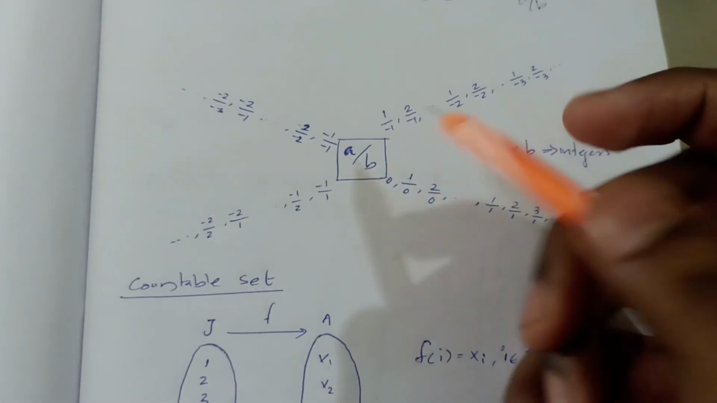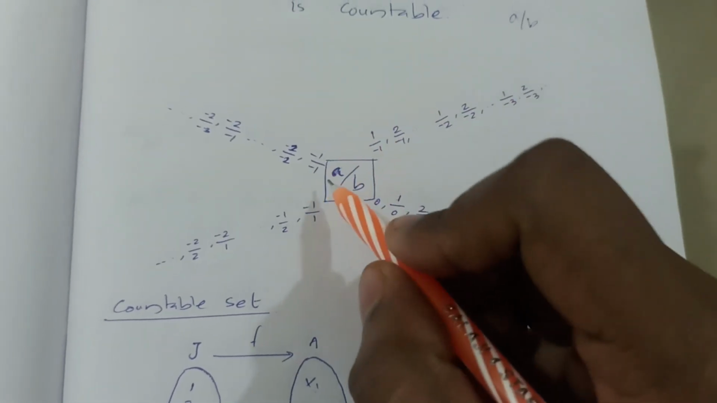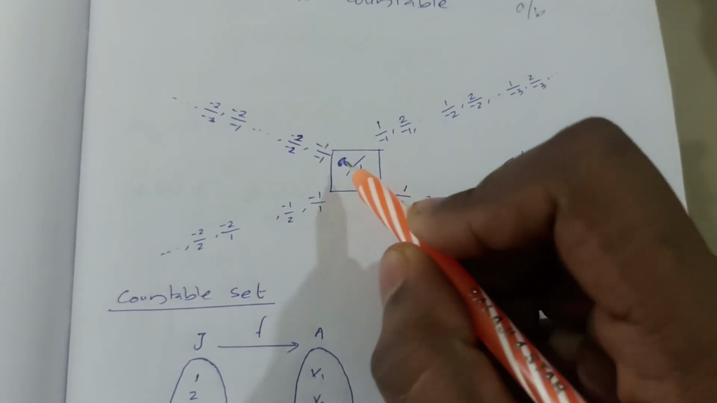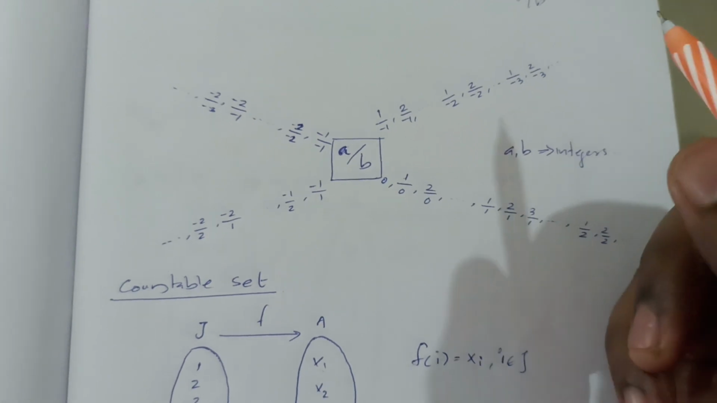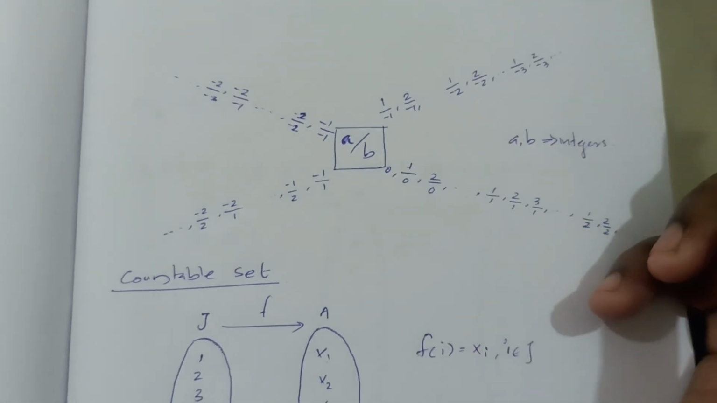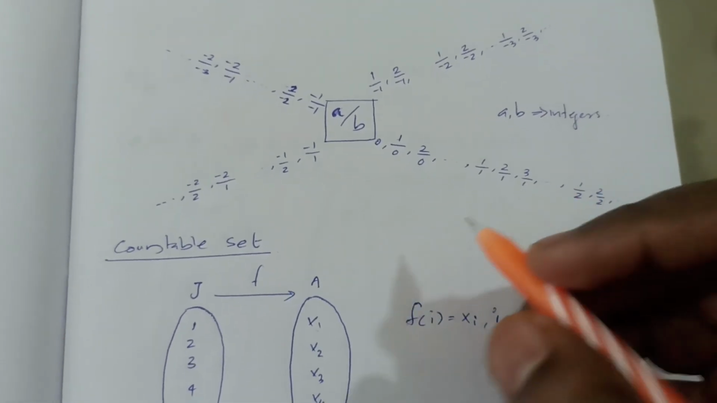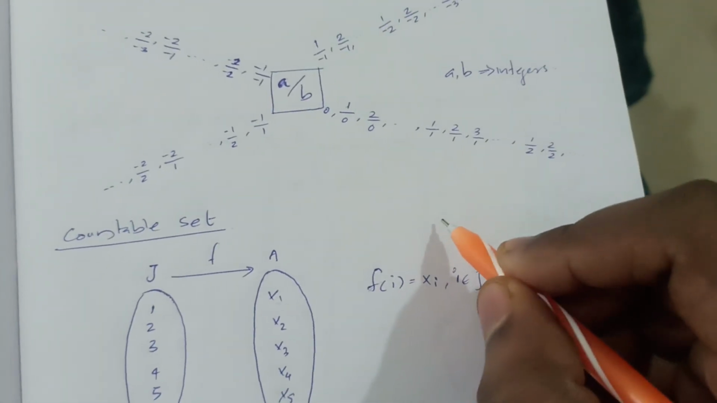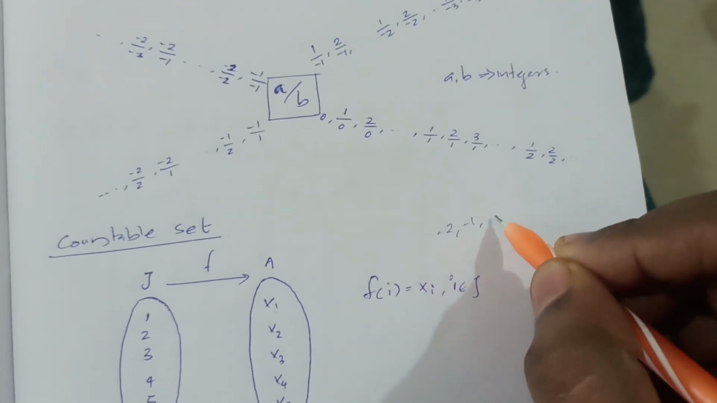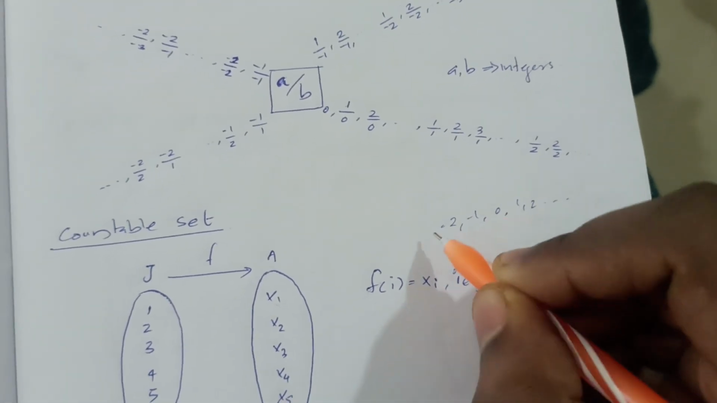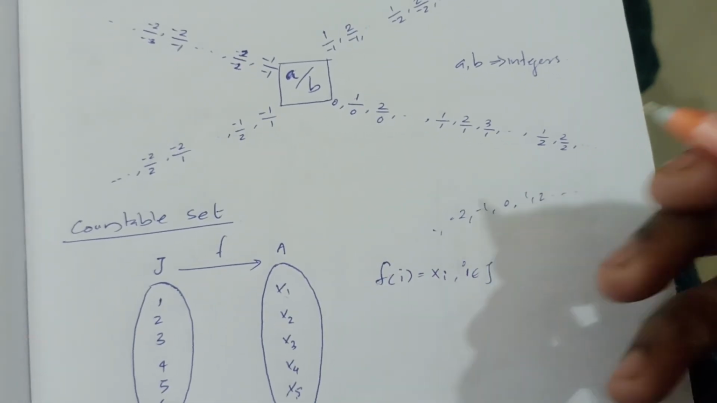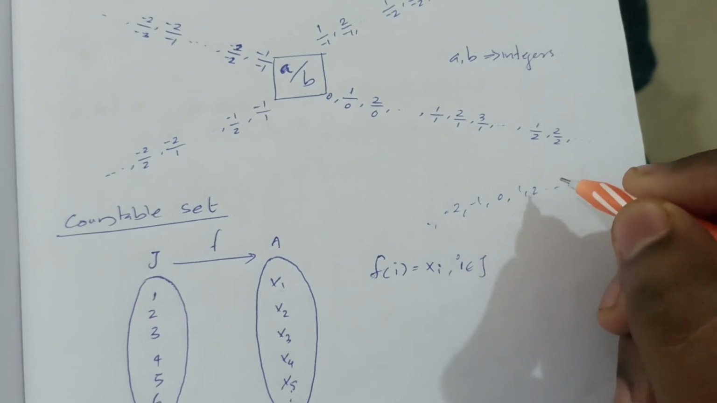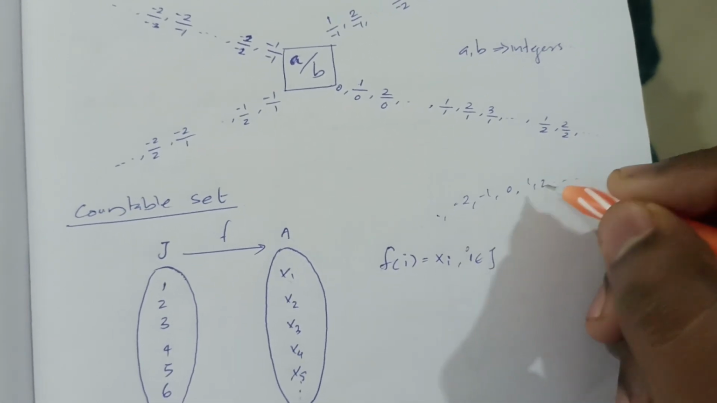And guys, just look over here. We know that the set of all rational numbers is in the form a by b, where a and b are integers. Are the integers countable? We know that the integers are of the form minus 2, minus 1, 0, 1, 2 and so on. Is this countable? If this is countable, then we can count the elements like 1, 2, 3. Can we count like this?